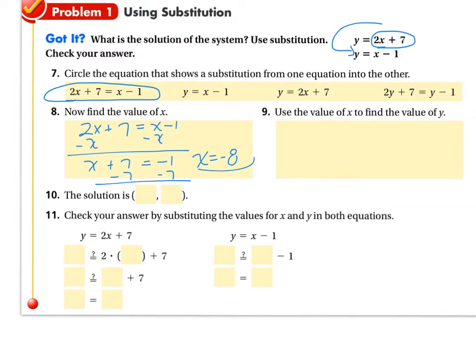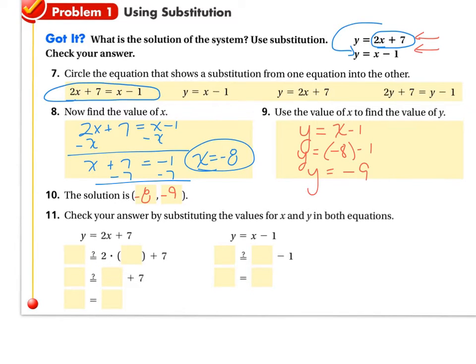Now that I know that x is equal to negative 8, I can put it back into either one of the original equations to find the value. I'm going to pick the second one just because it seems to be a little bit easier. I'm going to put negative 8 in where the x is and solve for y. Whoops, you see my error? So y is going to be equal to negative 9. So my solution is negative 8, negative 9.